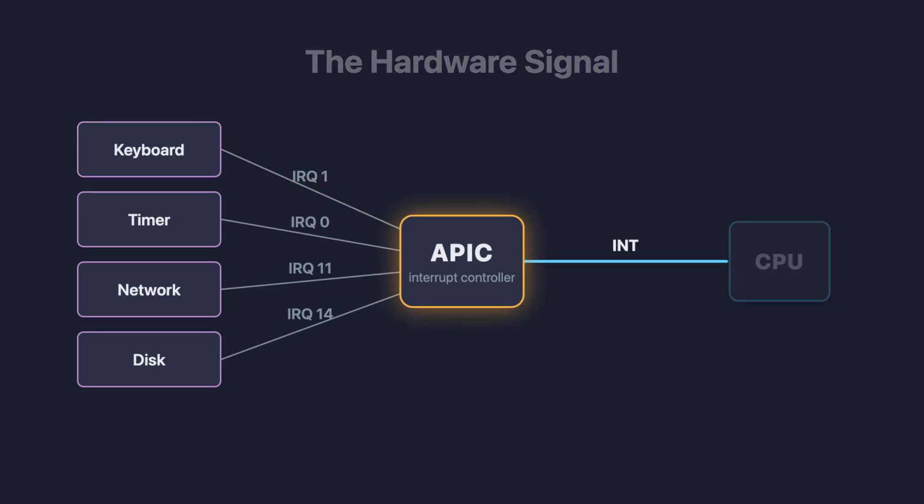The APIC is a kind of receptionist. It sees the raised line, figures out which device it came from, assigns it a priority, and then pulses a single wire going to the CPU, called the INT line. That's the signal that says, stop, look at me, something needs attention.